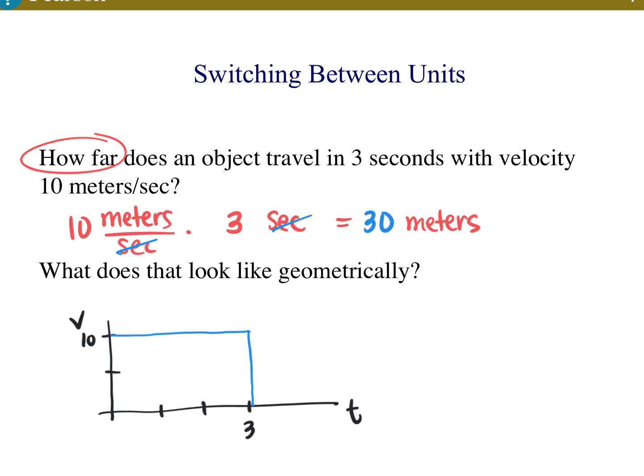And where does 30 come in? It's the area. 30 is the area, right. So the area is 30, which also matches what we were doing in physics. The multiplication matches the geometry because we have a constant value of 10.